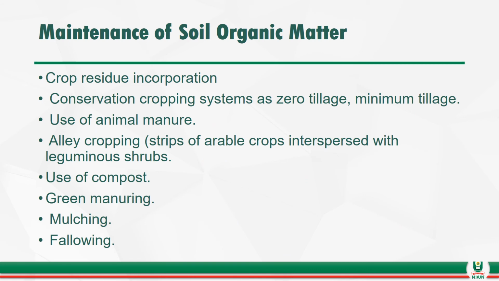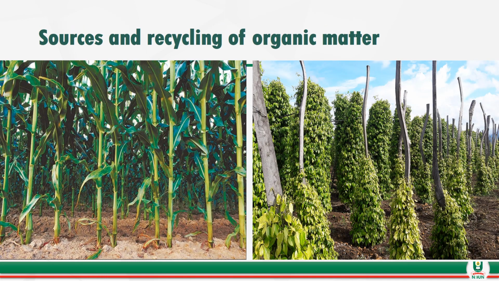Maintenance of soil organic matter. Crop residue incorporation is one way of maintaining soil organic matter. The second one is conservation cropping systems such as zero tillage and minimum tillage. The third is the use of animal manure. And then the fourth is alley cropping, strips of arable crops interspersed with leguminous shrubs. The use of compost is another way of maintaining soil organic matter. Green manuring, mulching, and fallowing are also ways of maintaining soil organic matter.